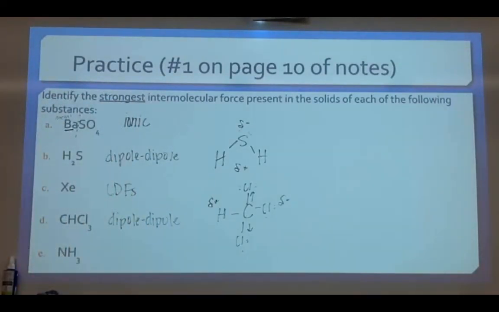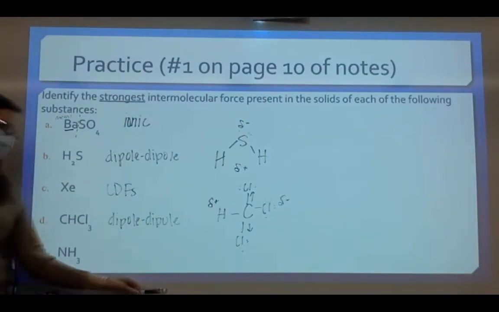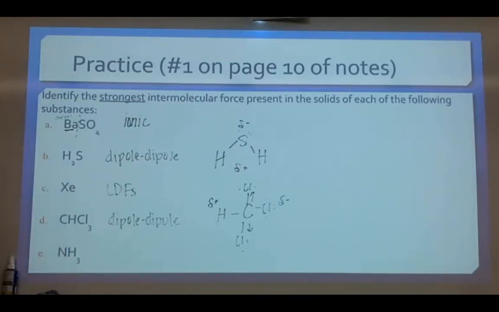Finally, NH3. Now you could draw the Lewis structure if you want. But one thing you want to make sure that you look for is whether you have H covalently bonded to N, O, or F. In ammonia, NH3, do we have H covalently bonded to N, O, or F? Yes. Which means the strongest IMF that exists in NH3 is hydrogen bonding.